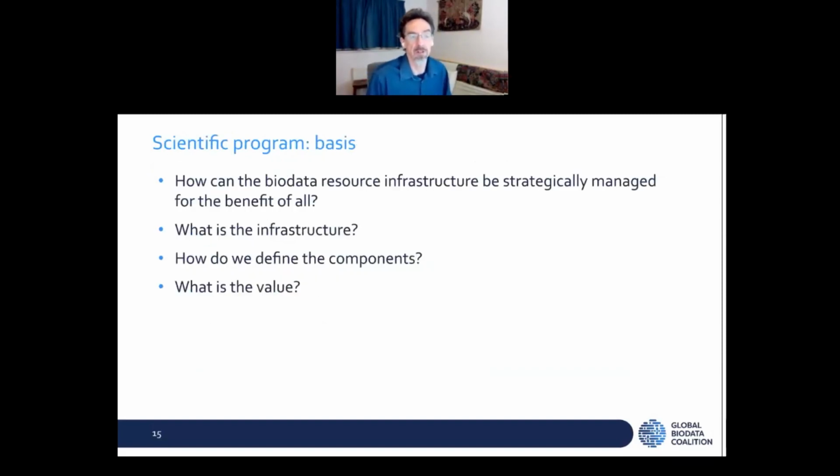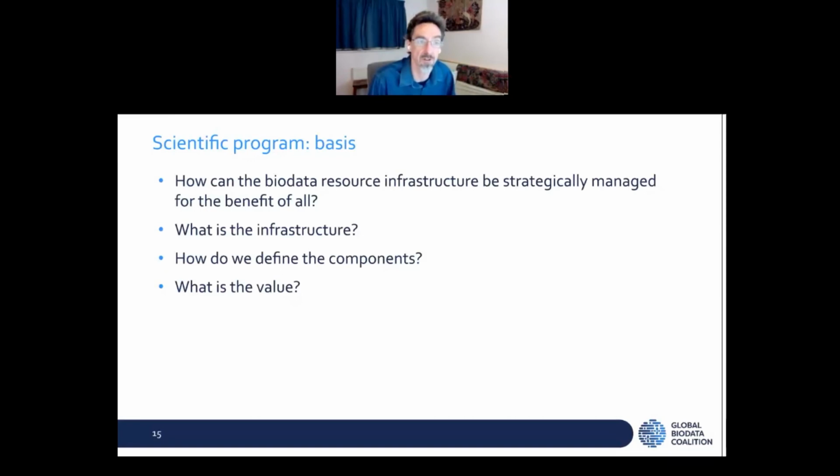So the basic questions for the scientific program are: how can biodata resource infrastructure be managed for the benefit of everyone? An even more basic question is, what is the infrastructure? And that's coming back to the question of what is a data resource? How many resources are there? Where are they? How do we define the components?